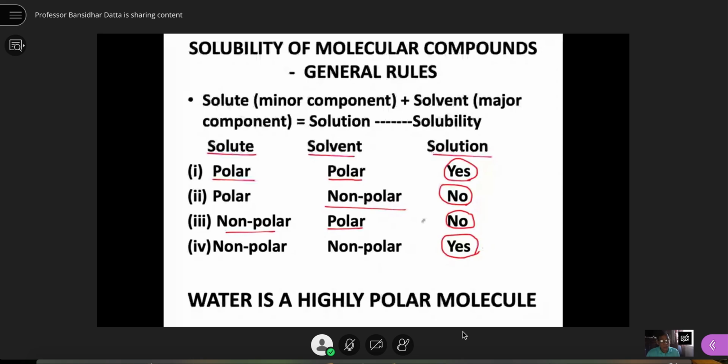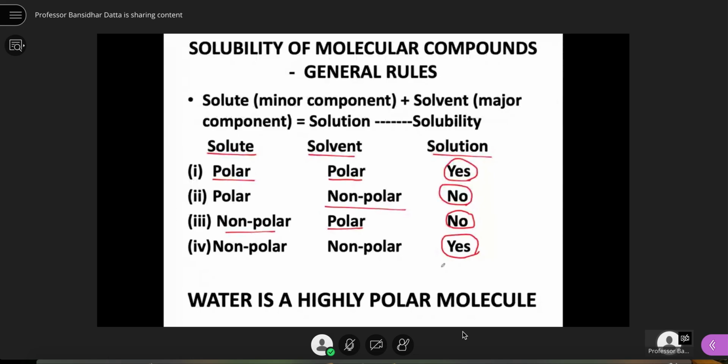Here, the general principle: if you have polar molecules, a polar solute and a polar solvent, there is a solution. Yes, they like each other. Non-polar solute, non-polar solvent, they like each other. So like dissolves like.